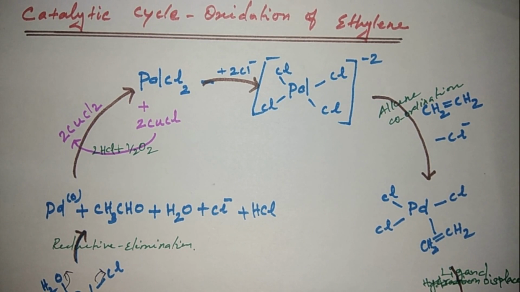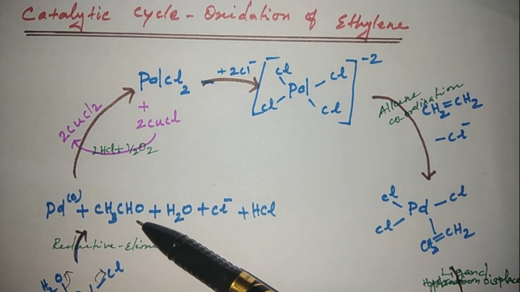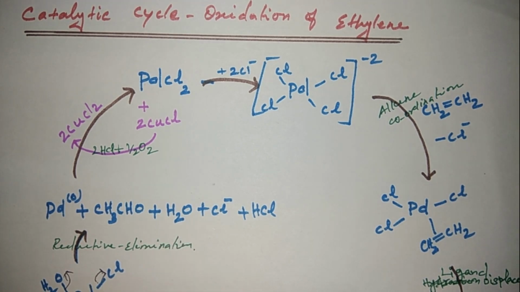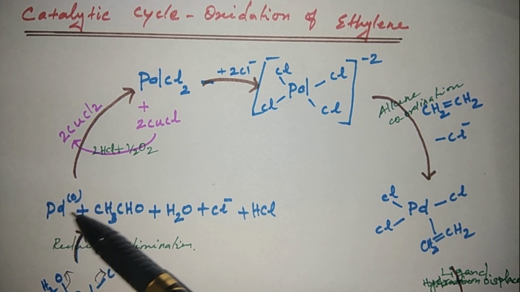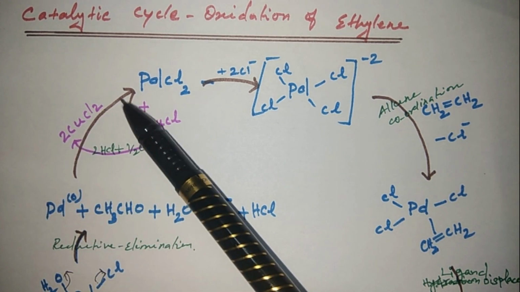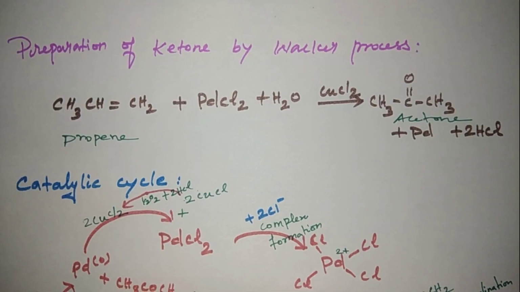In the Wacker process, acetaldehyde is formed from ethylene by oxygen and water in presence of palladium catalyst. After the formation of acetaldehyde, the Pd2+ oxidation state is reduced into palladium 0 oxidation state. It is reoxidized by CuCl2. It is a continuous cyclic process. Next we see the preparation of ketone by the Wacker process.